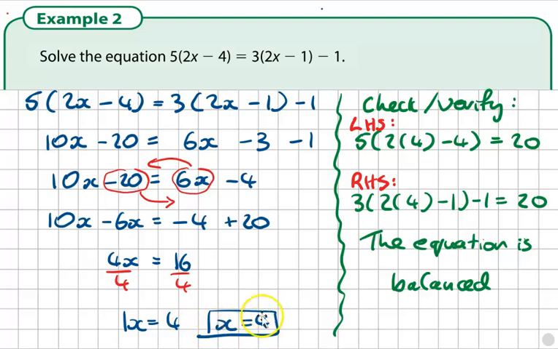So the solution is x is equal to 4. It's important to know 20 is not the solution. 20 on both sides just tells us that our answer is correct. The solution is 4.